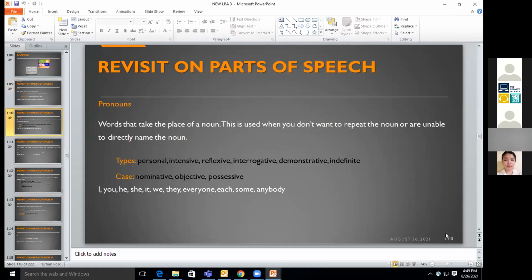Next, of course, pronouns, words that take the place of a noun. This is used when you don't want to repeat the noun or are unable to directly name the noun. Types can be personal, intensive, reflexive, interrogative, demonstrative, indefinite. Case: nominative, objective, possessive. I, you, he, she, it, we, they, everyone, each, some, anybody. If you don't want to repeat the noun, you can use pronouns, of course.